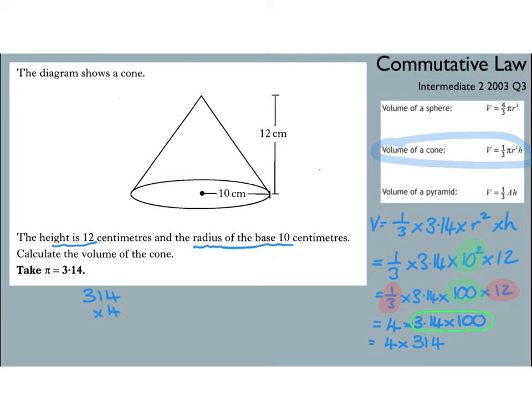You might have done it in a different order to me, and that's absolutely fine. 4 4s are 16, 4 1s are 4, add the 1, 4 3s are 12. We keep seeing this multiply by 4 over and over, don't we? And double it, and double it again. So we get 1256. What units are we going to have? Centimetres there. Centimetres there. So our answer will have cubic centimetres.